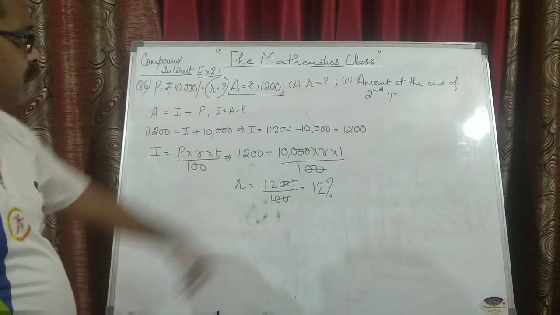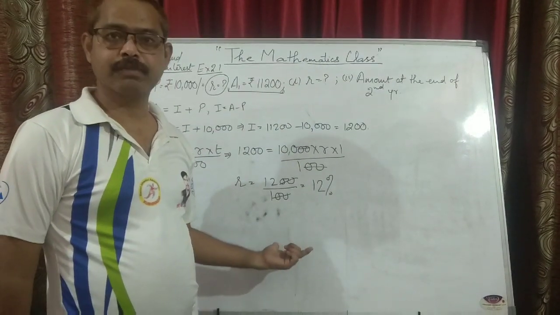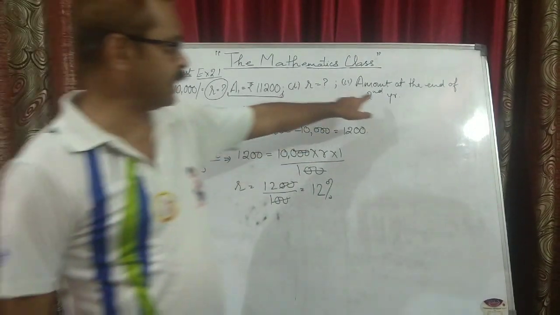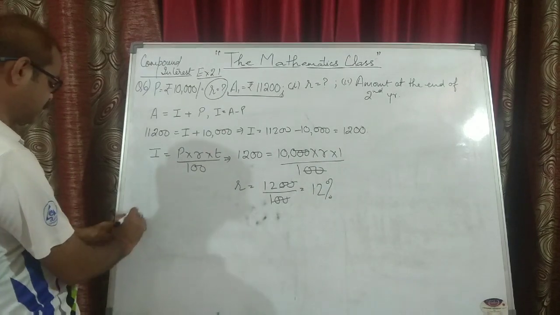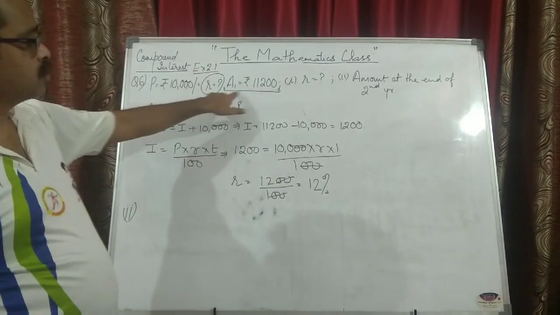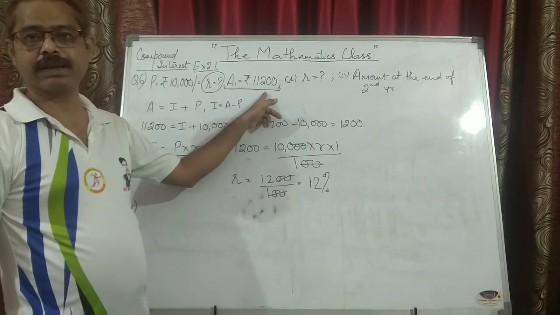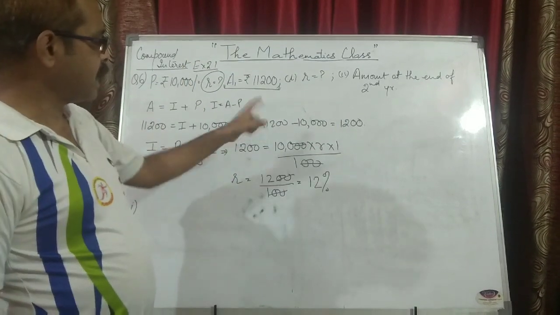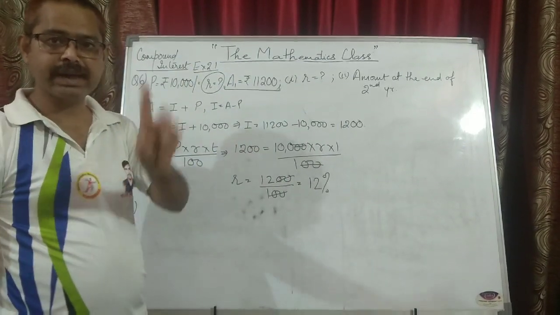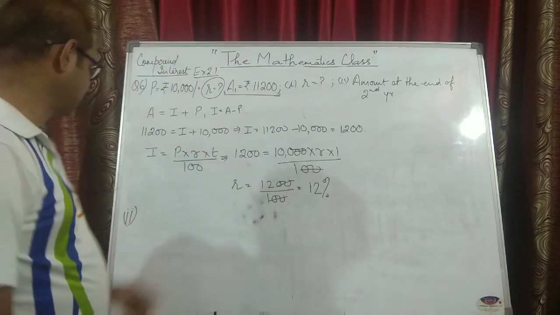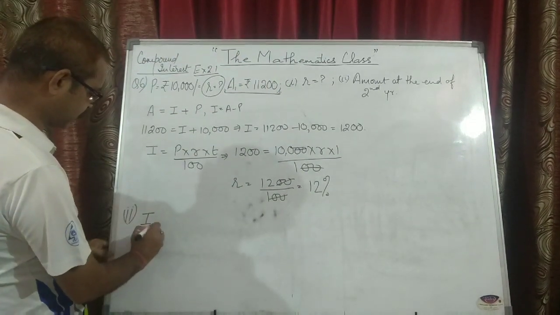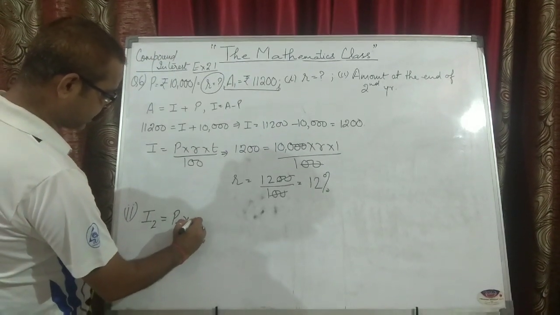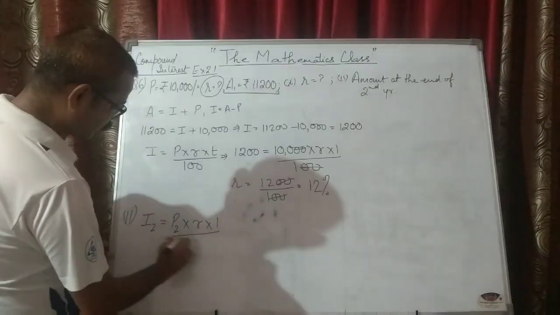First answer we got: the rate of interest was 12%. Now we have to calculate the amount at the end of the second year, the second part. Amount at the end of the first year is 11,200. It means you have to calculate the interest at 12% for one more year, and that interest will be added to the amount. So interest for the second year, I am writing I2, is equal to principal for the second year, rate 12%, time 1 year upon 100.